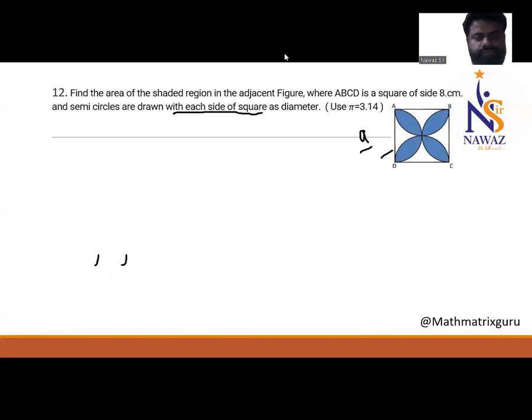Next question, question number 12. Find the area of the shaded region. This figure is not quite clear in the question paper, but I have tried my best to give you all this figure here. So it says: find the area of the shaded region in the adjacent figure, where ABCD is a square of side 8 centimeter, and semicircles are drawn with each side of the square as diameter.